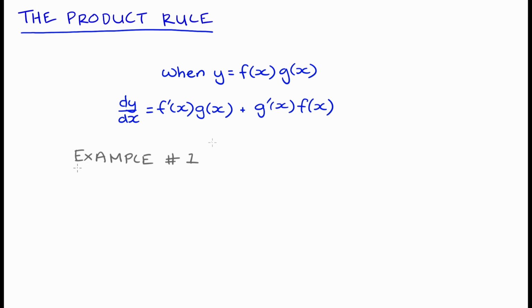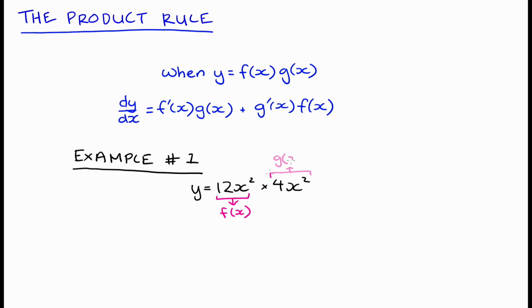So for instance, let's consider y is equal to 12x squared times 4x squared. And here I can designate f of x is equal to 12x squared and g of x is equal to 4x squared. All right, we can apply our product rule. So we first take the derivative of f of x. Now to do that, I'm just going to use the power rule.